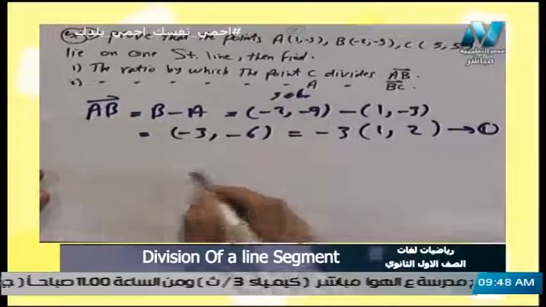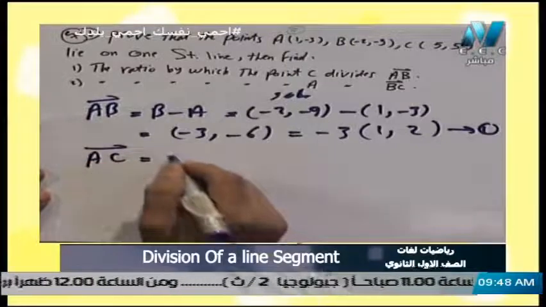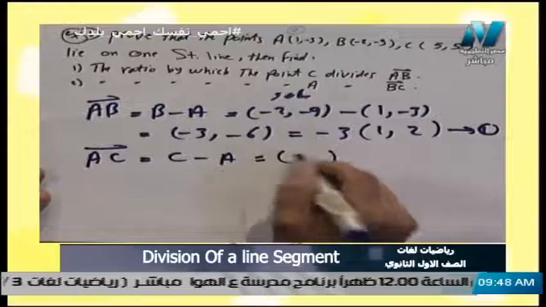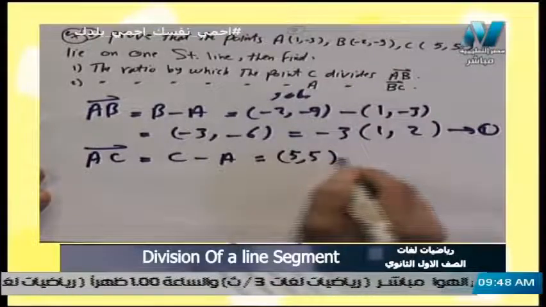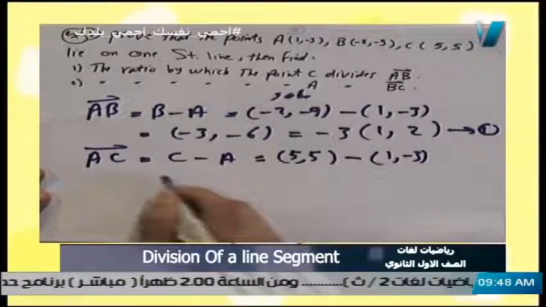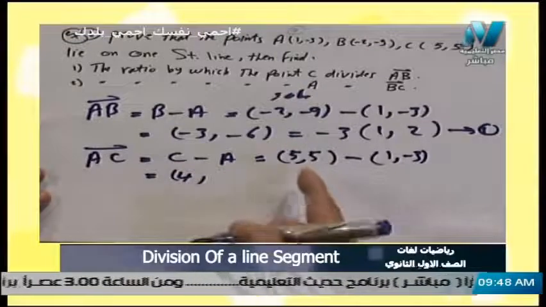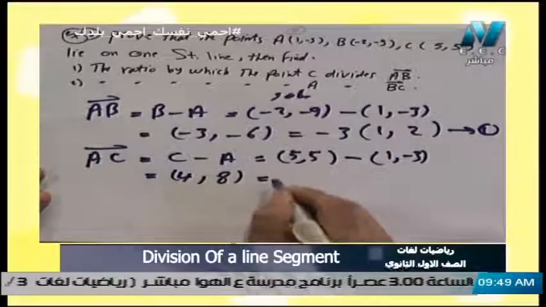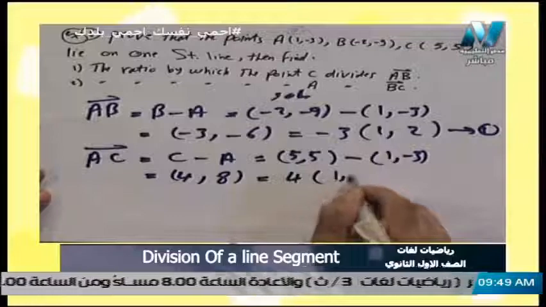And we can find the vector AC. The vector AC means C minus A. C is 5 and 5 from here, minus A, which is 1 and negative 3. 5 minus 1 equals 4, and 5 minus negative 3 equals 8. And we can take 4 as a common factor. It will be 1 and 2.